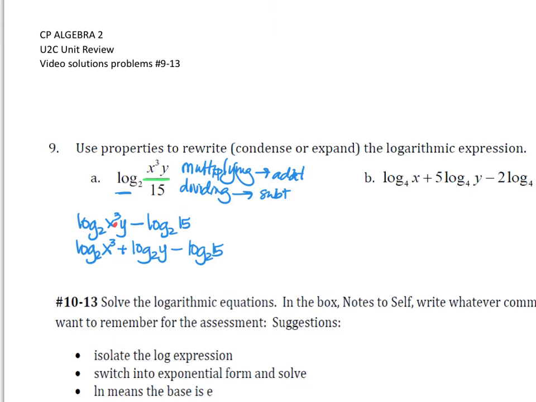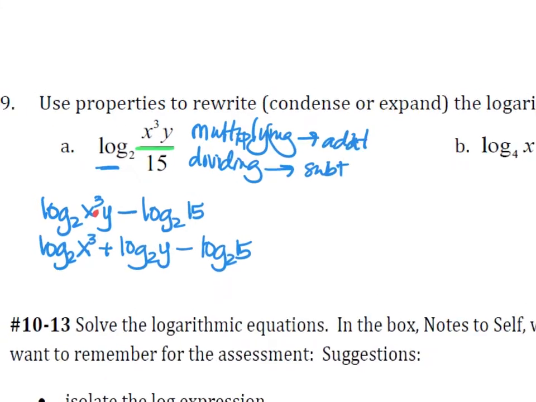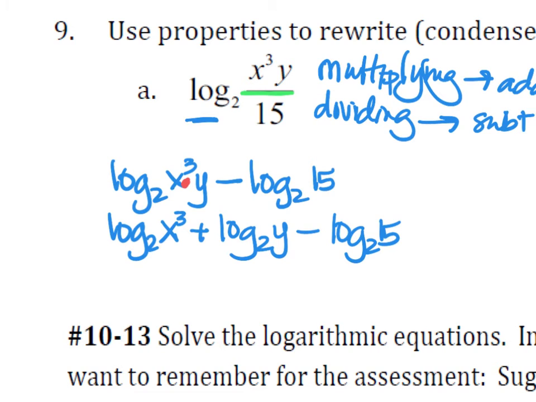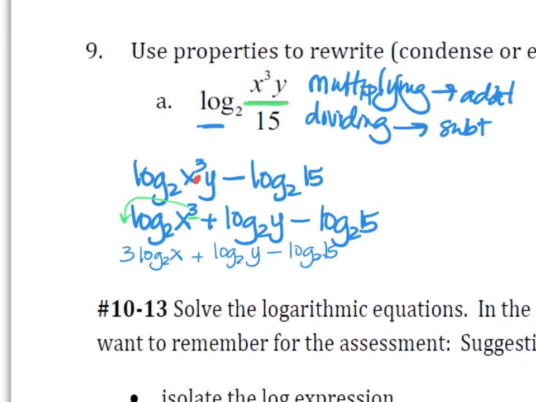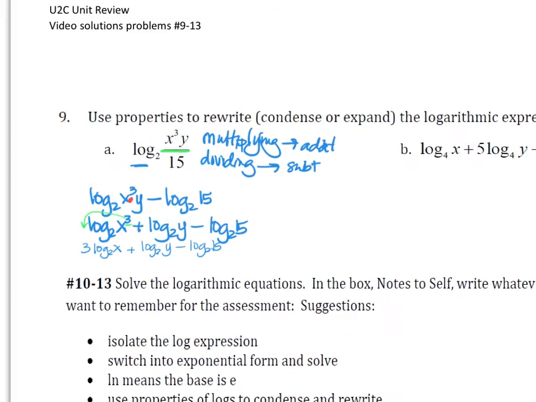Now the only other thing we need to do here is, let me go ahead and zoom in on that. Does everybody see this exponent here? What that does, it moves to the front. So our final answer would be 3 log base 2 of x plus log base 2 of y minus log base 2 of 15. All right, so that's letter A.